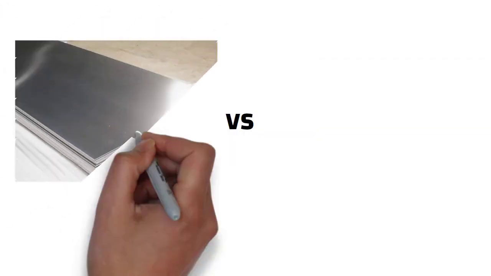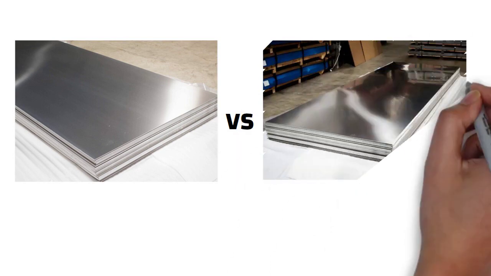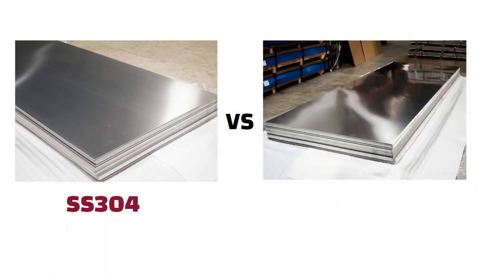In this video, we will discuss the differences between the most widely used grades of stainless steels, that is SS304 and SS316. So let us start.